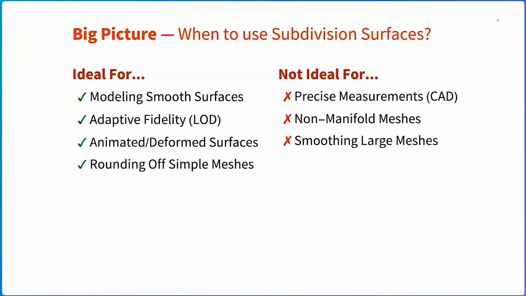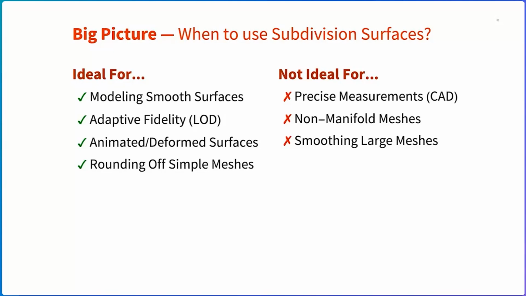In contrast, subdivision surfaces are not ideal if you require precise measurements and curves, as is common in CAD applications like mechanical engineering or architecture. Non-manifold meshes can also pose a problem for subdivision surfaces. While they may be more robust than splines at handling tricky topology, they still have some basic requirements. Therefore, they're not a good candidate for handling so-called triangle soup.